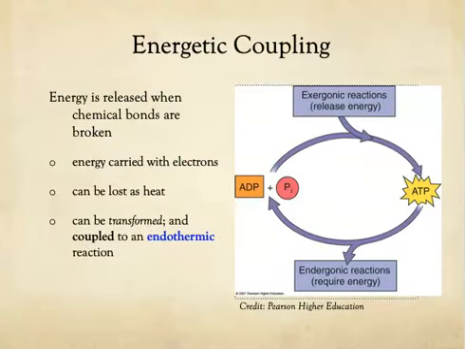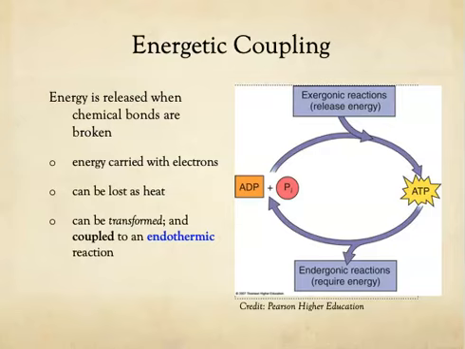Now, why is that important? Well, it tells us that exergonic reactions are always going to be exergonic reactions. Endergonic reactions are always going to be endergonic reactions, and both kinds are going on in living cells all the time. Exergonic reactions are releasing energy. Endergonic reactions are consuming energy. And in a living cell, we don't want to let any of that energy go to waste. So, what does a cell do?